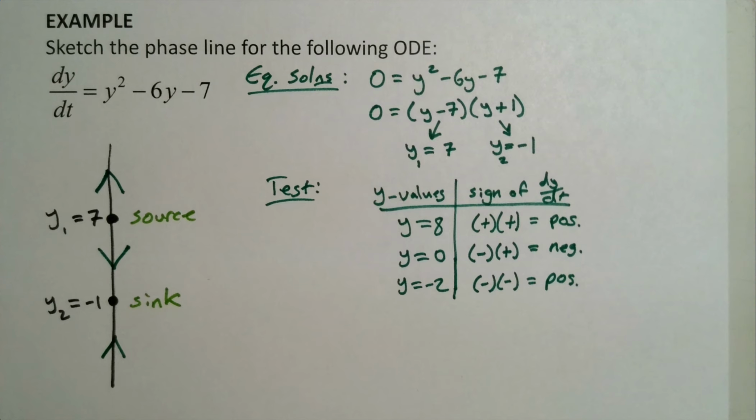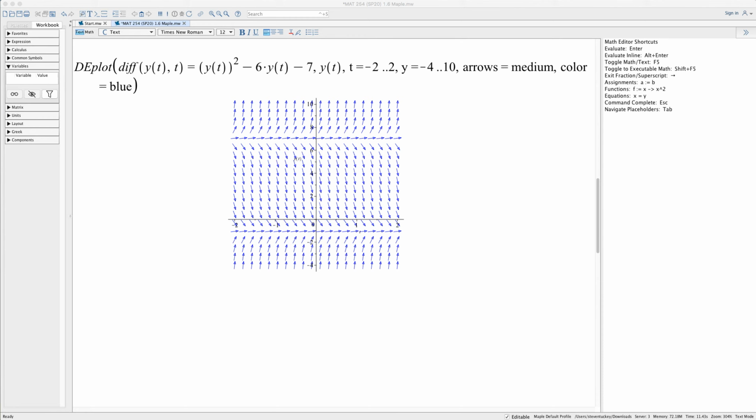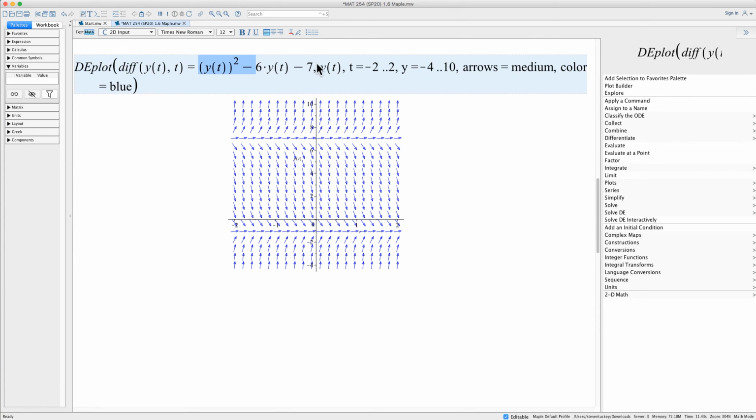Now, what I was mentioning before, I can show you on Maple here. So give me a second. Let me pull that up. So here we are in Maple, taking a look at the slope field for that differential equation, y squared minus 6y minus 7, and you can see it predicts two equilibrium solutions and the orientation of those slopes just as we predicted.